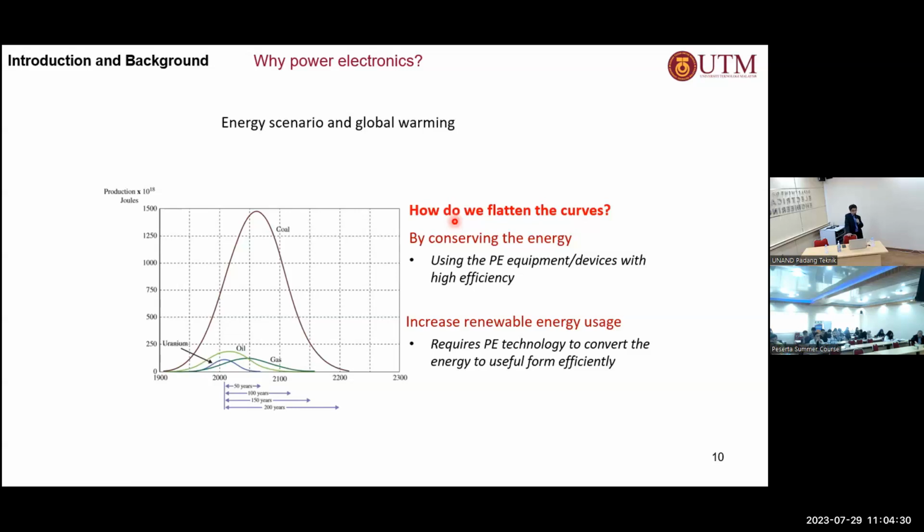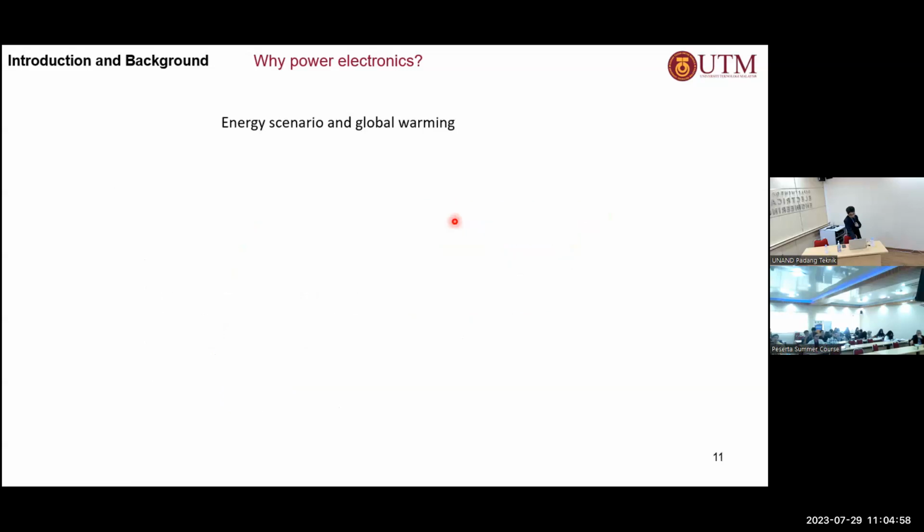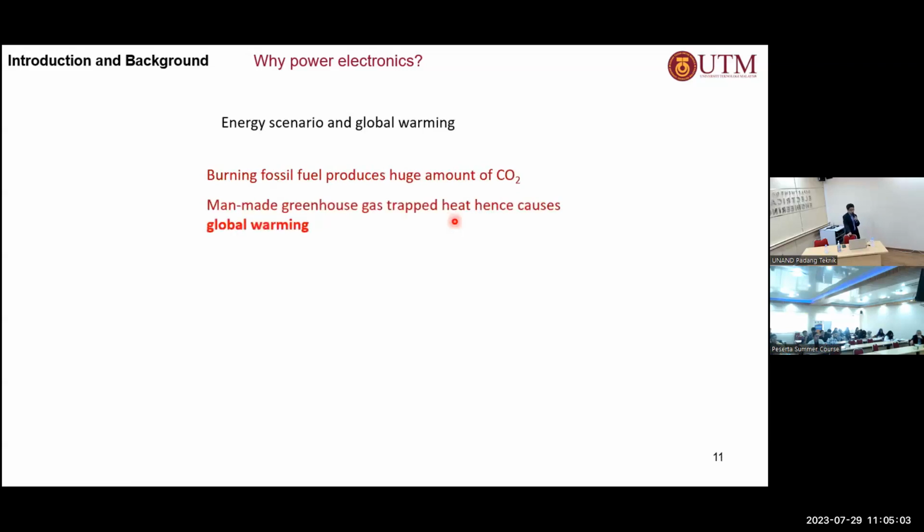because as I said, this renewable energy is unregulated and unpredictable. We need to regulate the power to suit the load. And the only way to give the highest efficiency and minimize the losses is to use power electronics at the moment, right? So anyway, whether we are talking about conserving the energy or using renewable energy completely, we need power electronics. So what is so bad about burning fossil fuel?